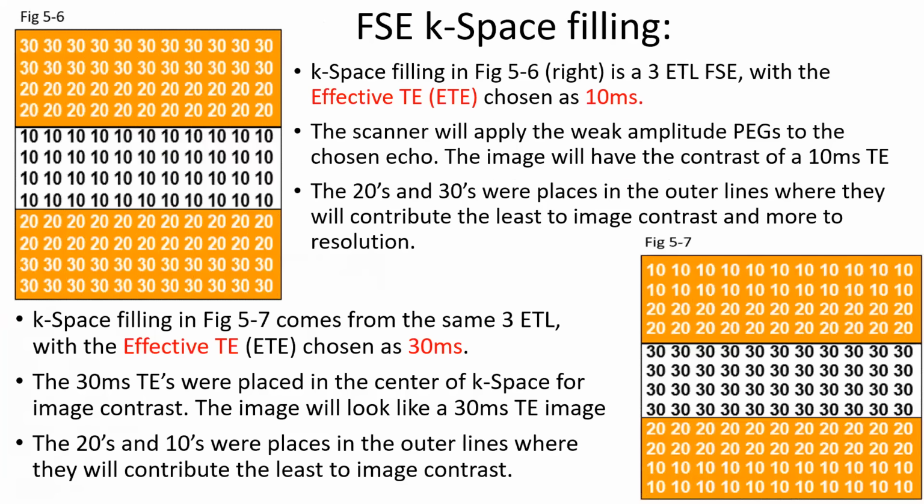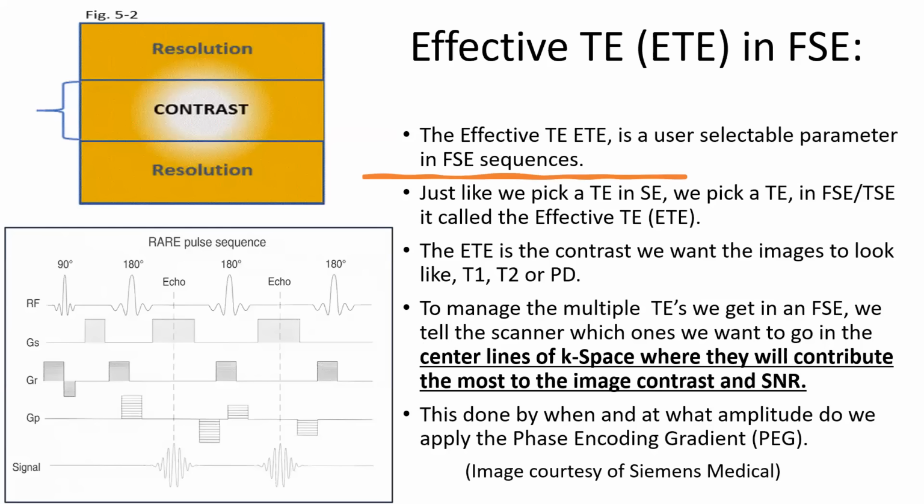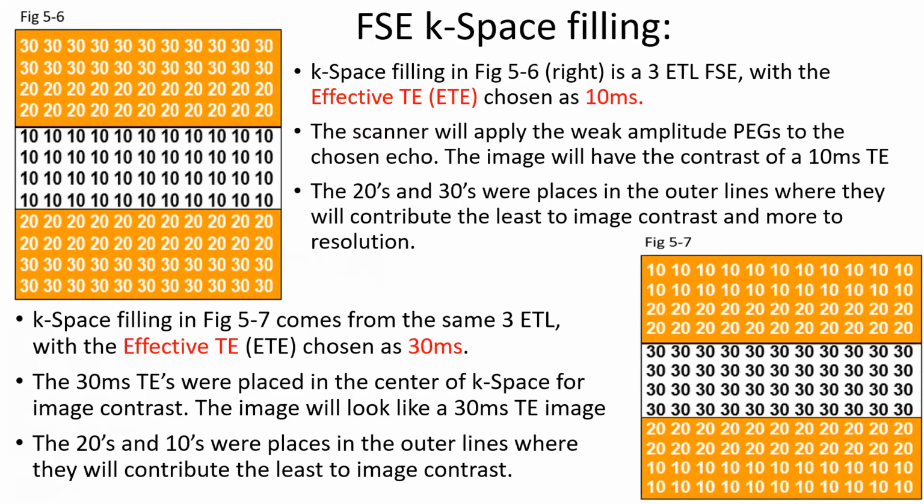All right, so here's the slide I was hoping to get to quicker. We've got a 3 echo train, like you just saw, 3 echoes over on the left-hand bottom side. Which echo goes in K-space is going to be determined by the phase encoding gradient. So we've got 3 echoes, and I said to the scanner, my effective TE is going to be 10 milliseconds. I want the first one to go into the center of K-space. And the scanner says, yep. So it's going to start off with the weak amplitude phase encoding gradients, and the gradient amplitude is going to get a little bit higher as you go through the echo train.